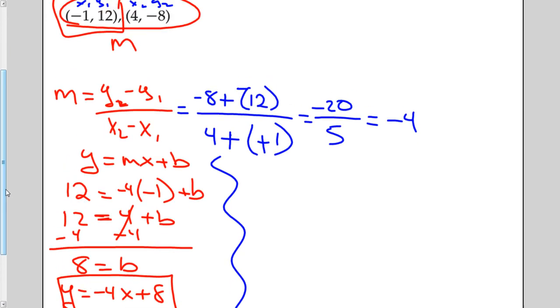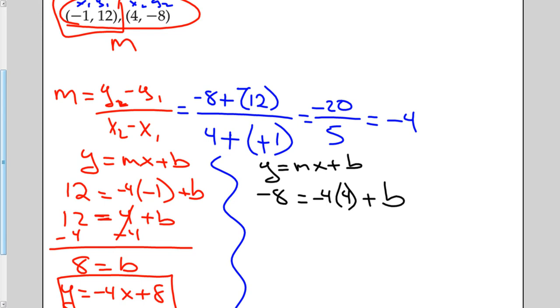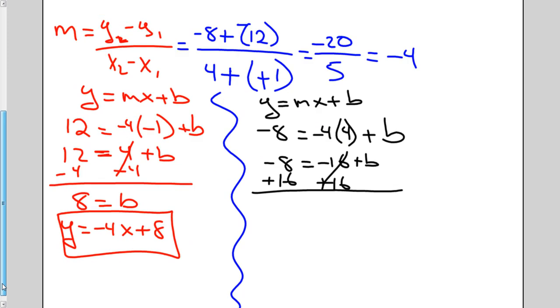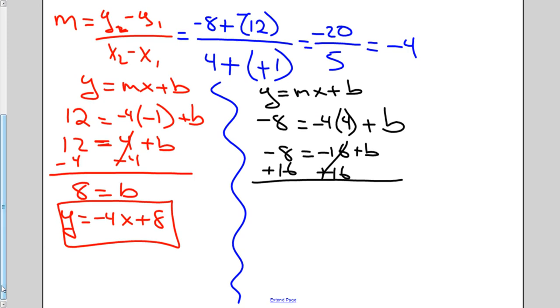So I'm going to use my y2. I'm going to write my formula first to remember what I'm plugging into. I have -8 for y is equal to my slope, which is -4, times 4 in parentheses plus b. That gives me the following. I have -8 is equal to -16 plus b. I'm going to add 16 to both sides because that's the additive inverse. That's the opposite to get b by itself. And when I do that, I have b on the right is equal to +8 on the left.